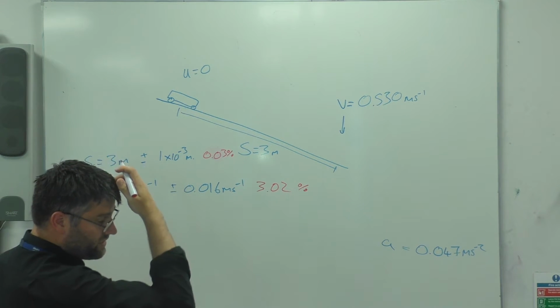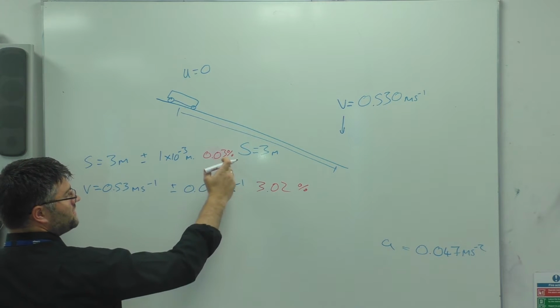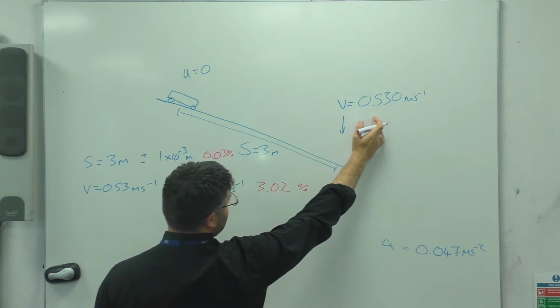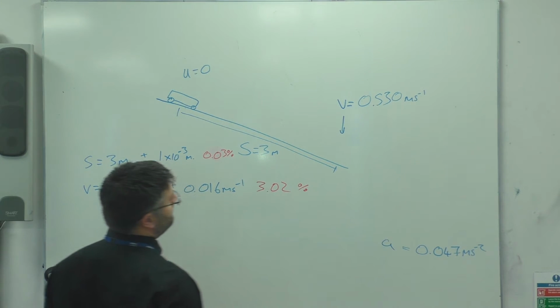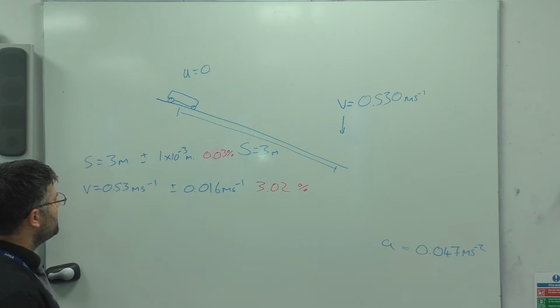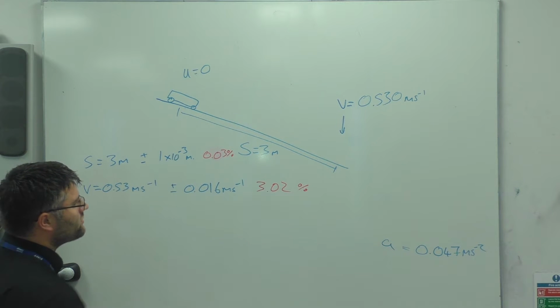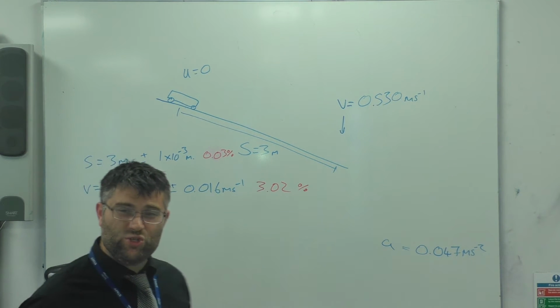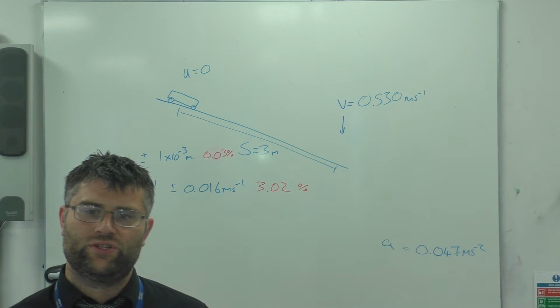Now notice I'm using the same precision all the way through as much as possible, 2 decimal places, 2 decimal places. We can go up to 3 there, but we will go up to 3 when we get our final value. So what we're looking at here is we've got 2 percentage uncertainties. So what do I do with these?